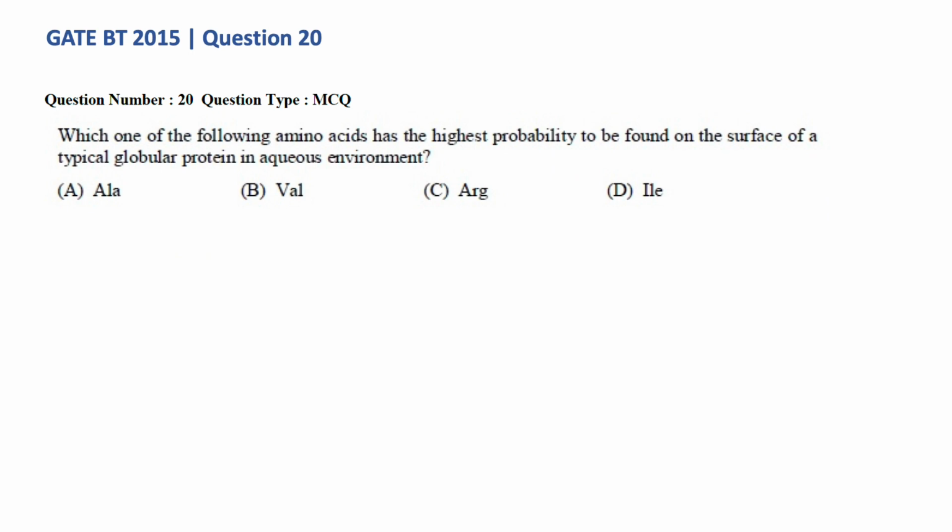Hi all, we are looking at question number 20 from GATE Biotechnology 2015 paper. So the question is, which one of the following amino acids has the highest probability to be found on the surface of a typical globular protein in aqueous environment? The options are A. alanine, B. valine, C. arginine, and D. isoleucine.